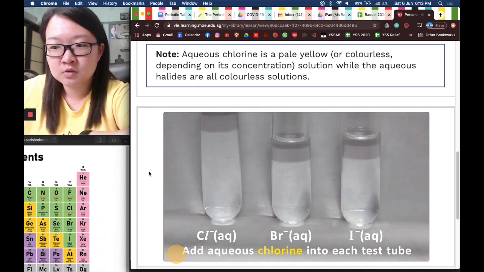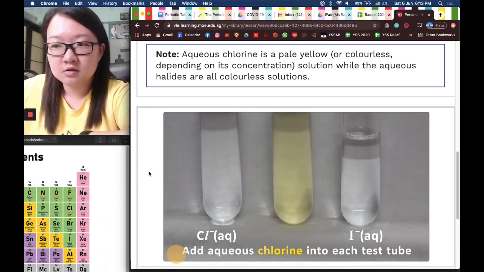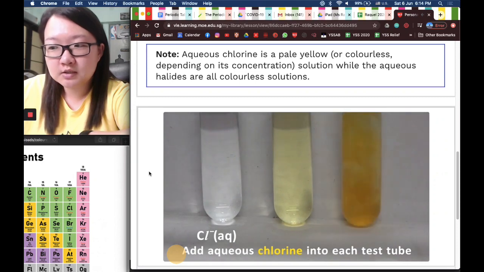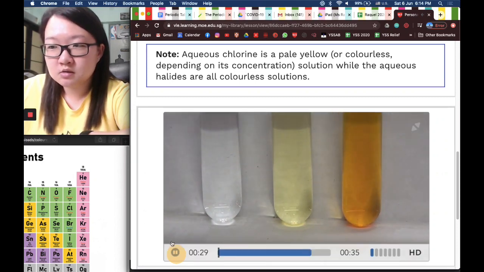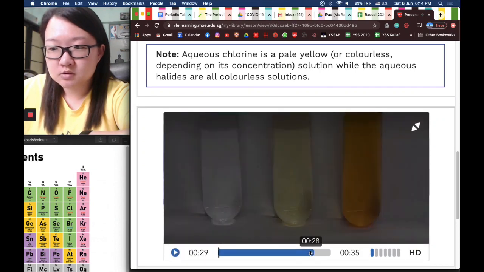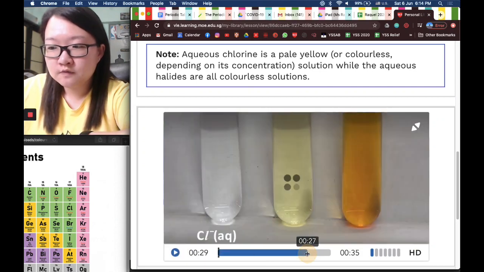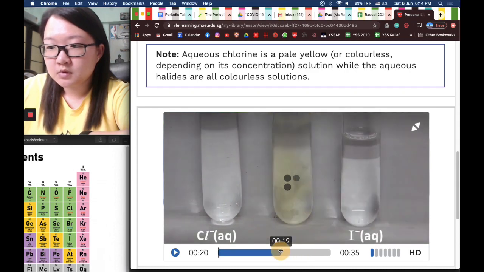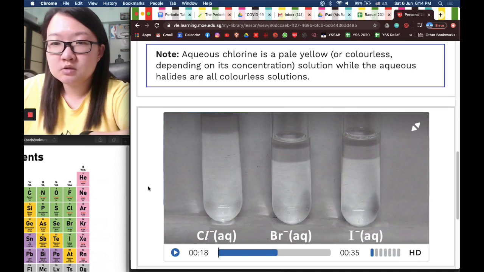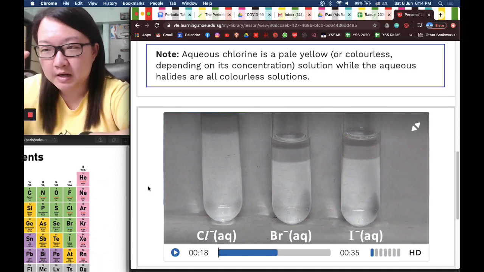So notice that the first one, there's no change. Second one, there's a color change. And then third one, there is also a color change. Okay, so let me pause this right here. So if you look at it, let me try to scroll it a bit. Right, so initially, let's think back. The video is very fast, but let's talk through it.